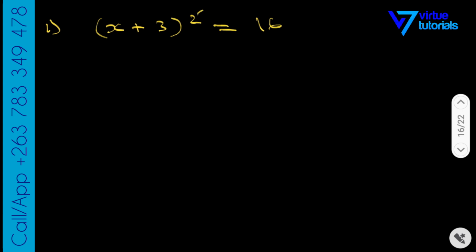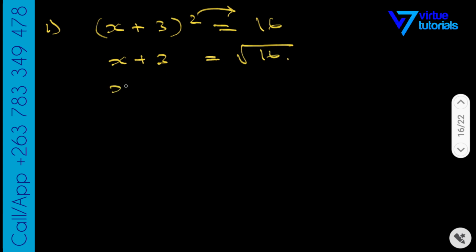So if I take the square to the other side, it becomes the opposite, right? It turns into a square root. So I have x + 3 = √16, right? This is just the same as square rooting both sides. So whichever way works for you, you can call it square rooting both sides, or you can call it moving the square to the other side, where it becomes a square root.